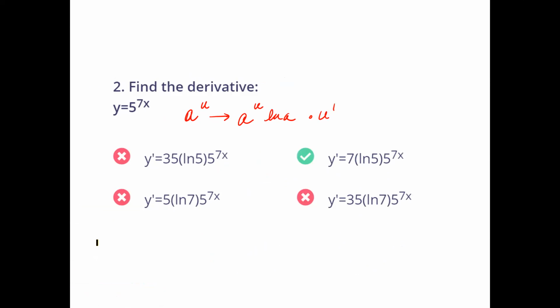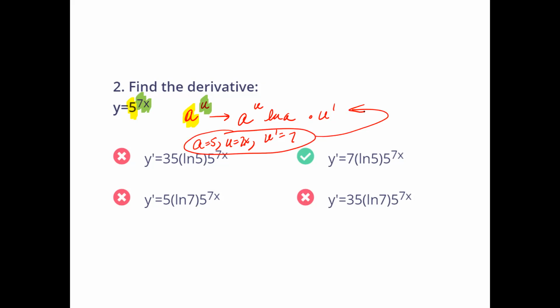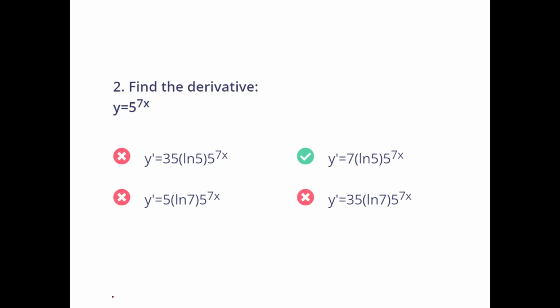So you can see that your a is going to be 5, sorry, and then your u is going to be 7x. And you know that your u prime is going to be just 7. So now that you have a equals 5, u equals 7x, and u prime equals 7, you just plug all of this information into this awesome little formula, and you should get this right there. So that was a pretty easy one, just warming it up.